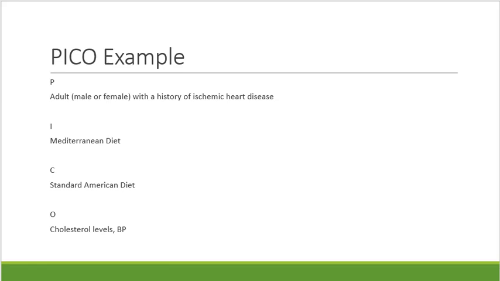This is very basic. I may want to increase some things, like I may be interested in adults with ischemic heart disease that are 50 years of age and older. And I may want my outcomes to have some time component. What are cholesterol levels? What are blood pressure levels after 3 months? All right. If you have any questions, please reach out to me.